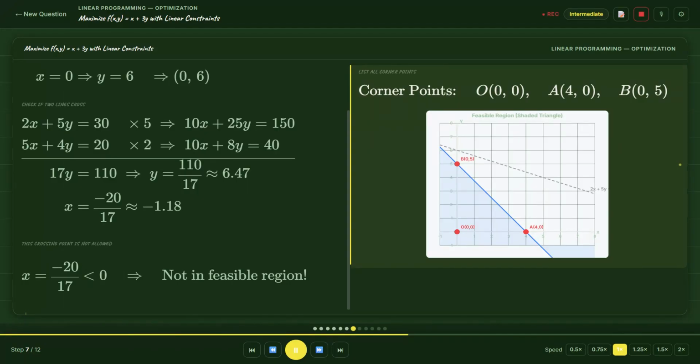So our allowed area is a triangle with 3 corners. The first corner is at 0, 0. The second is at 4, 0. The third is at 0, 5. These are the only points we need to check.